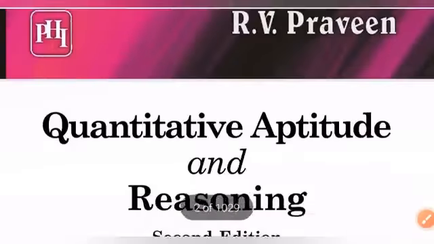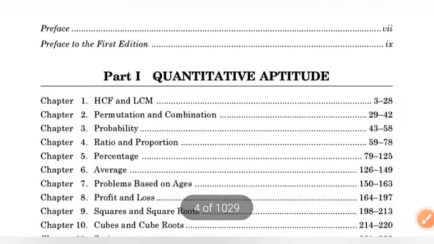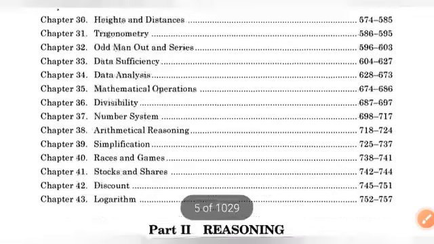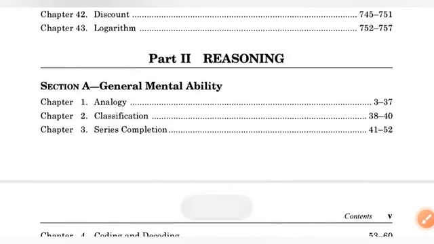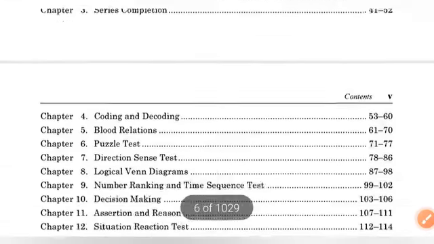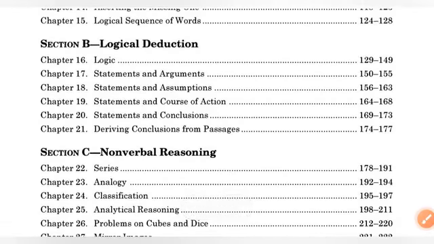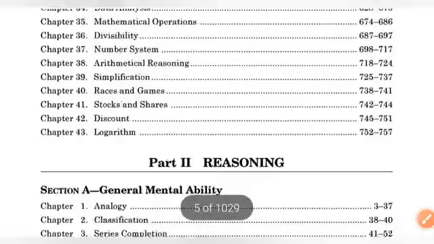So this course is divided into two parts. In the first part we have to discuss quantitative aptitude, and in the second part we have to discuss reasoning. And in the reasoning further we have three categories: general mental ability, logical deduction, and non-verbal reasoning.